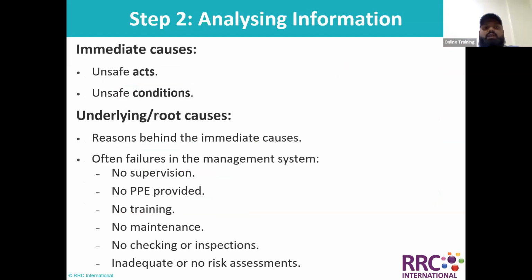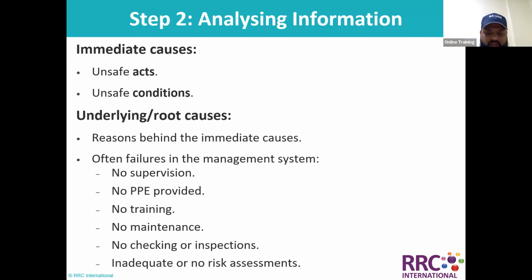Next, analyzing the information. Once we have collected the data, this is the time we are going to analyze it. How will we analyze the information? First of all, we will identify the immediate causes of the accident. What were the unsafe acts? What were the unsafe conditions? These come under the immediate causes of the accident.